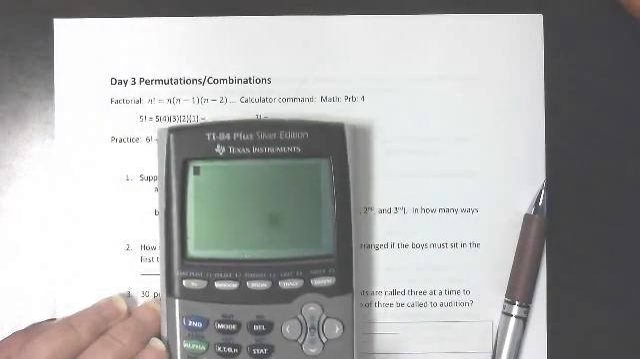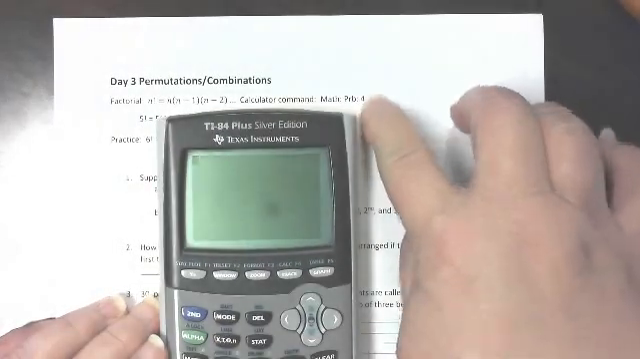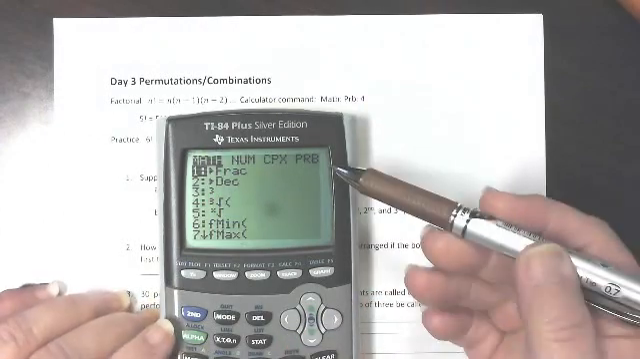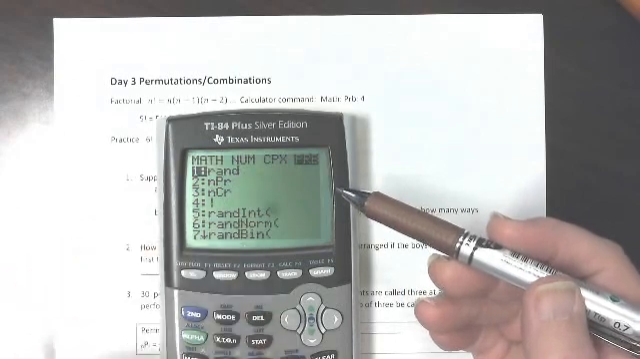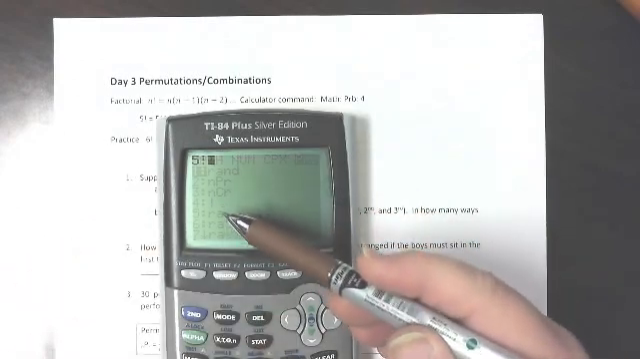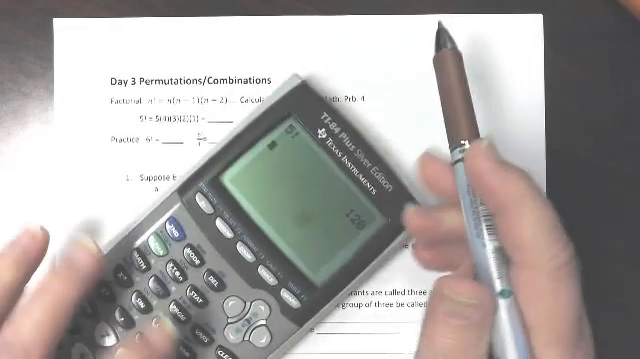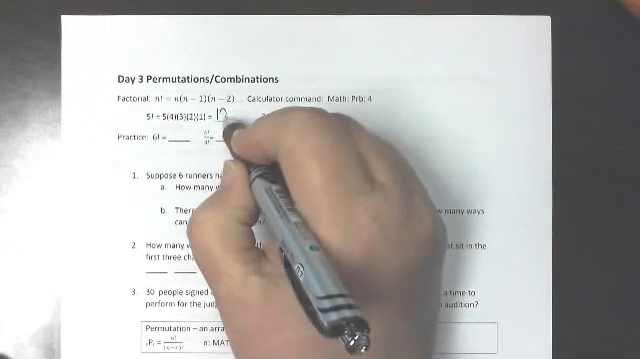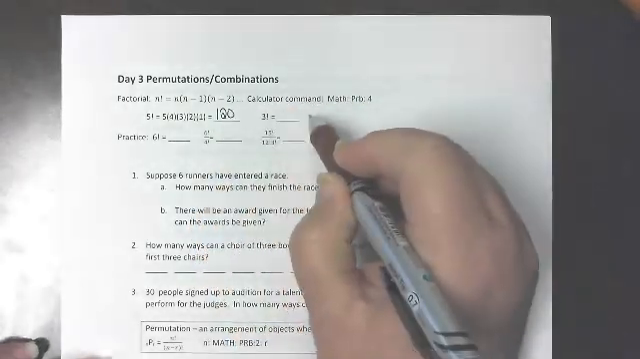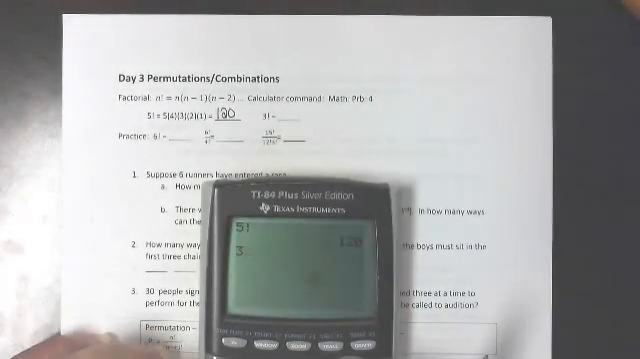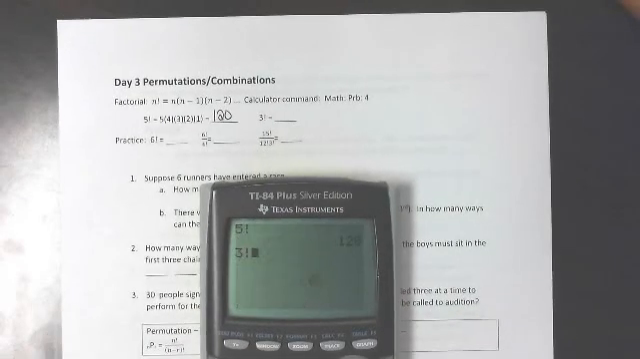You can either multiply it out the long way, or the calculator command is right here, 5 math, and you get to this probability, and it's number 4. So that'll give you, that's kind of tricky to get to, but that's how you get to it. And it's 120. So 5 factorial is equal to 120. 3 factorial, which would just be 3 times 2 times 1, we can get to it the same way, is just 6.